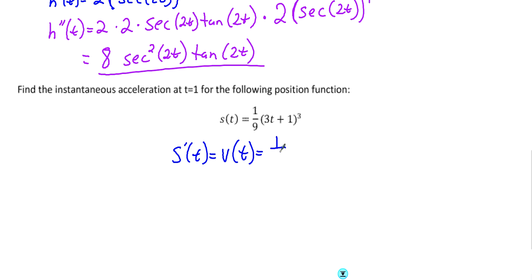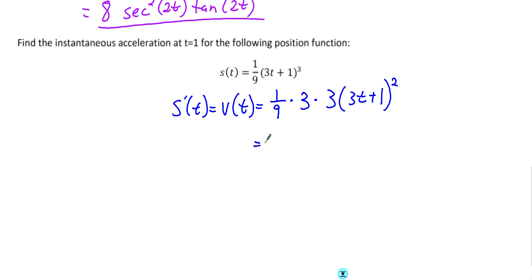So take the derivative, it's 1/9 times the derivative of the inside, which is 3, times the derivative of the outside. So I bring the 3 out front, and I get 3t plus 1 squared. And then we're going to simplify my first derivative before we move on. So 3 times 3 is 9. 1/9 times 9 is 1. So we get 3t plus 1 squared. That is my velocity. Okay?